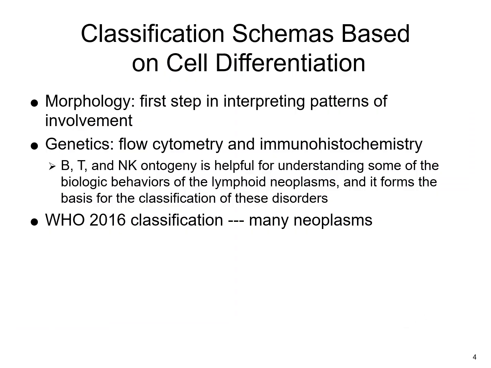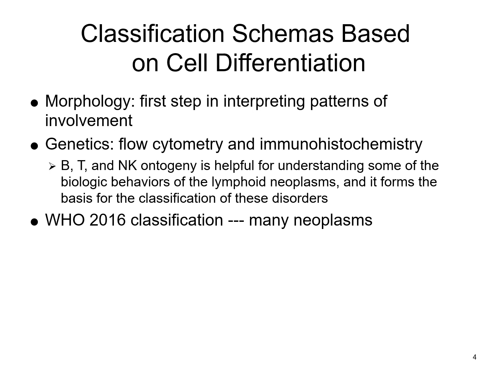The vast majority of your mature lymphoid neoplasms represent a malignant transformation of the lymphoid cells at different stages of development. Examination of the morphology of those cells is your first step in interpreting the patterns of involvement. However, it is imperfect because different diseases can present with a similar appearance. This is where you use flow cytometry and immunohistochemistry as part of your methodologies to diagnose and differentiate these disorders.